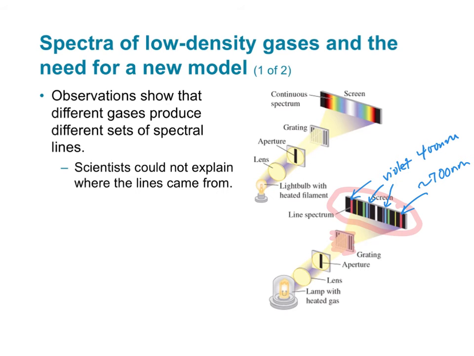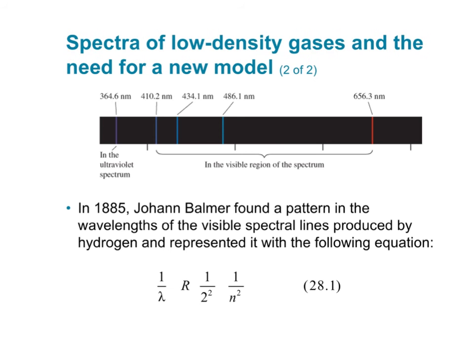But each element had different bright lines, of different colors, different wavelengths. So that was perplexing, and there was no explanation for this. So at the same time, scientists are trying to understand the structure of the atom. They're studying the emission spectra of gases, and they're seeing this strange behavior that they're trying to explain.